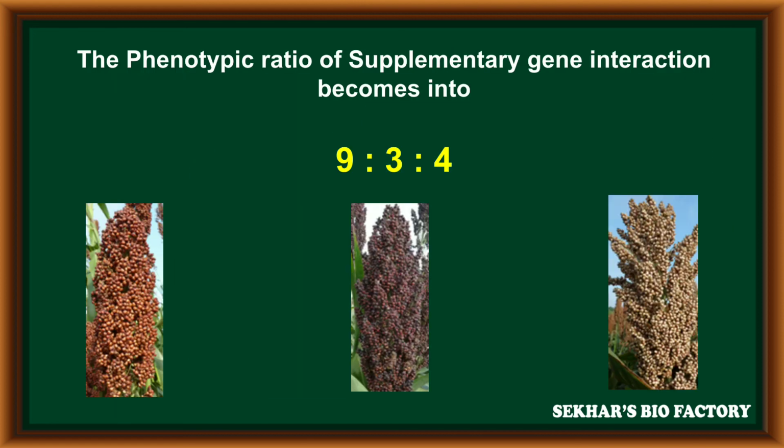The phenotypic ratio of supplementary gene interaction becomes 9:3:4. In this, out of 16 offsprings, 9 individuals have reddish grains, 3 have blackish purple, and 4 have brown color. In this way, the 9:3:4 phenotypic ratio is expressed with supplementary genes.